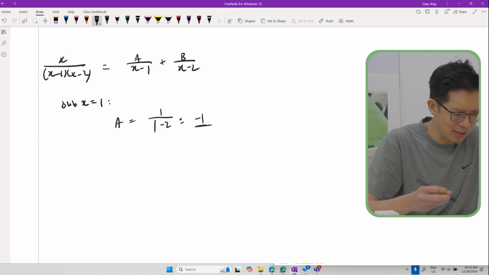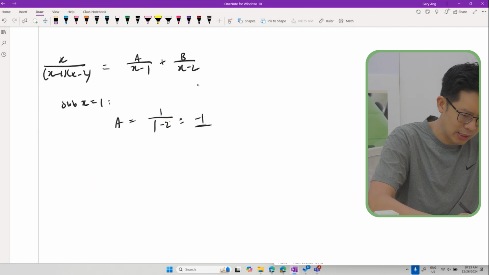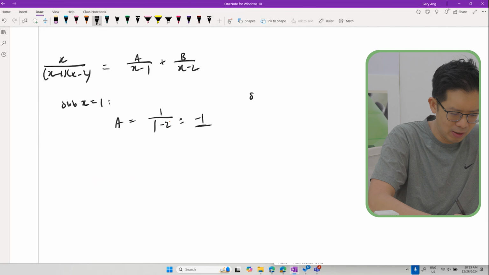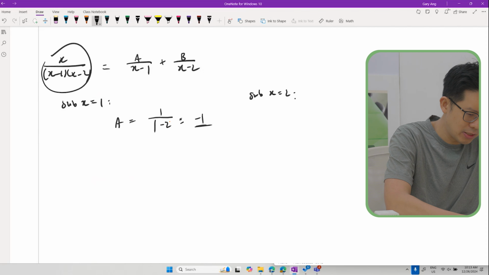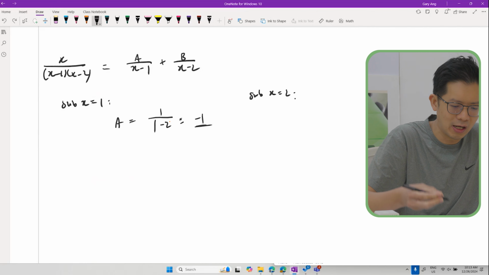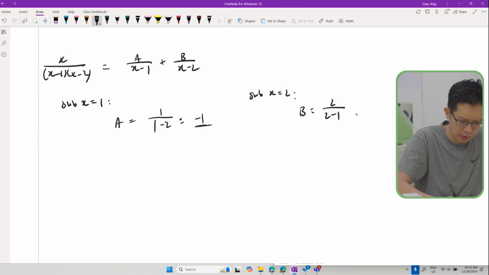Now the next thing you ask is how do you know which number to substitute. Okay, let's do B. To find B, I look at the denominator, which is x minus 2. So for x minus 2, I substitute x equals 2, into the left hand side. As you can probably imagine, there will be a 0 again. That's why it's called the cover-up rule. So B is literally 2 over 2 minus 1, which is 2.